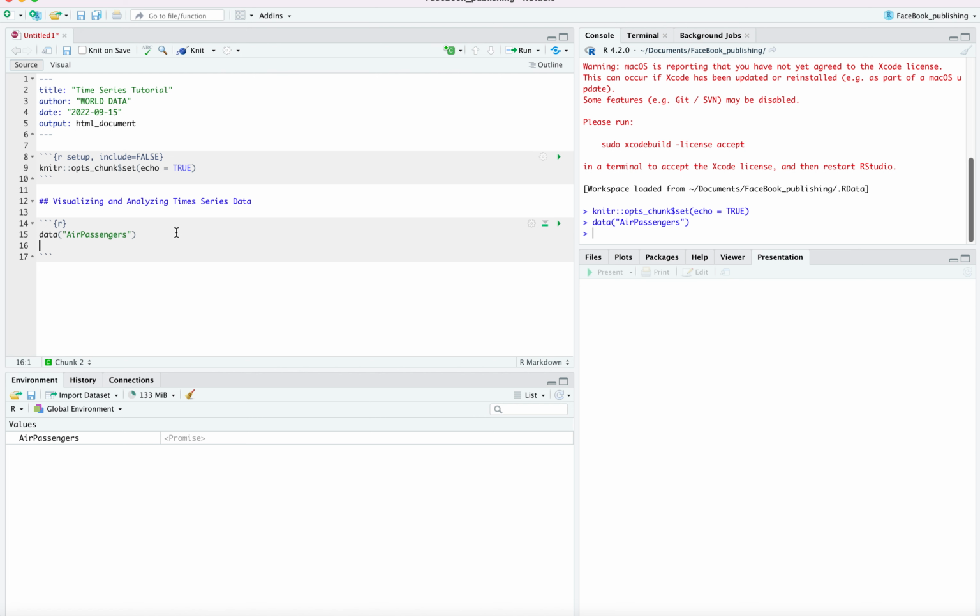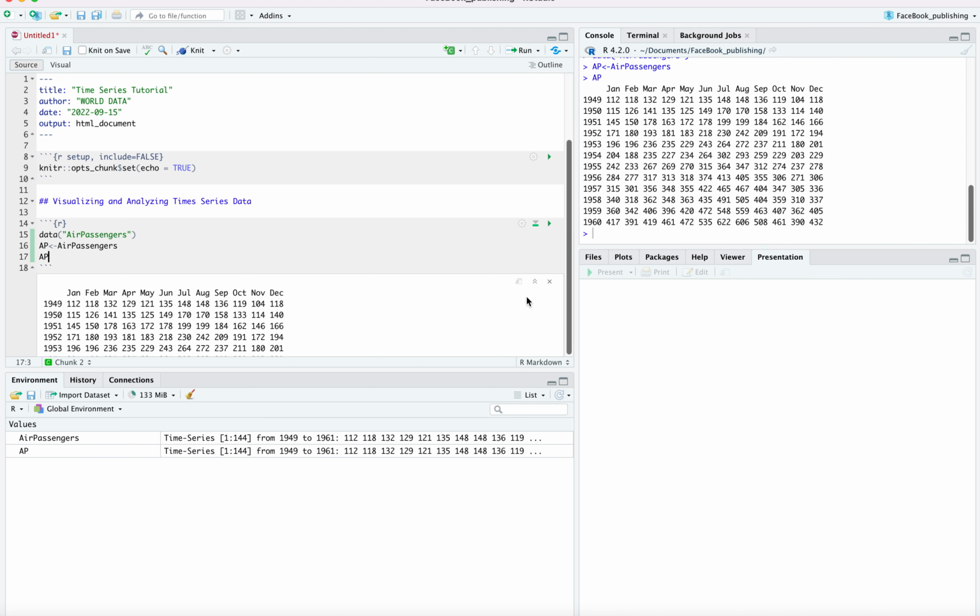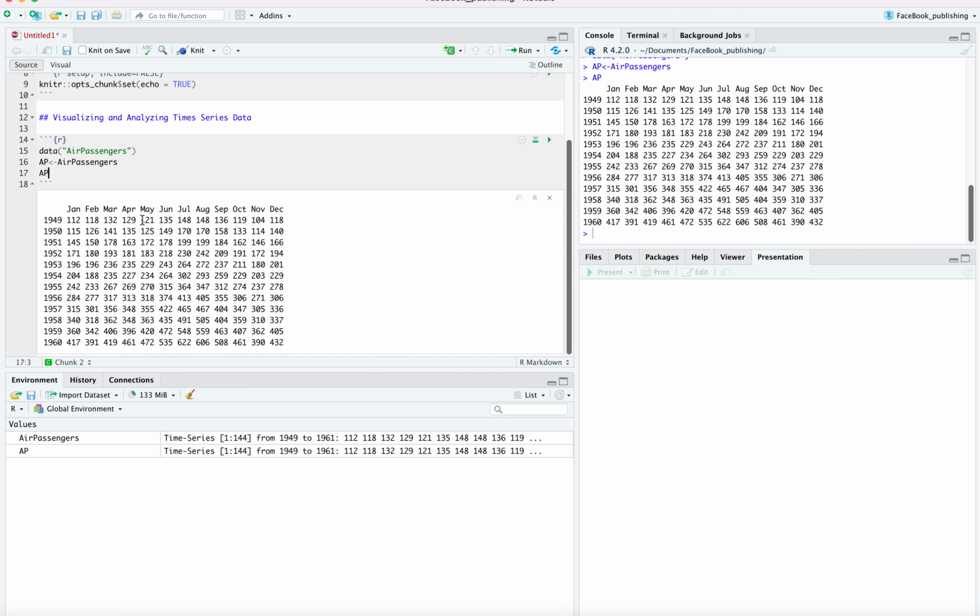So I will call this AP, right? AP will be AirPassengers. So let's look at AP and see how AP looks. So that's how the data looks. It's a time series data. Clearly, when you look at it, it's a time series data, running from 1949 to 1960.